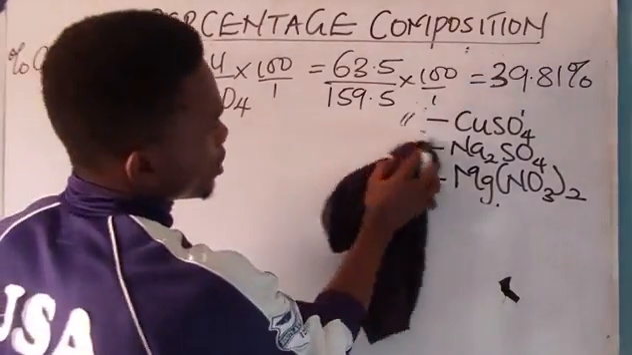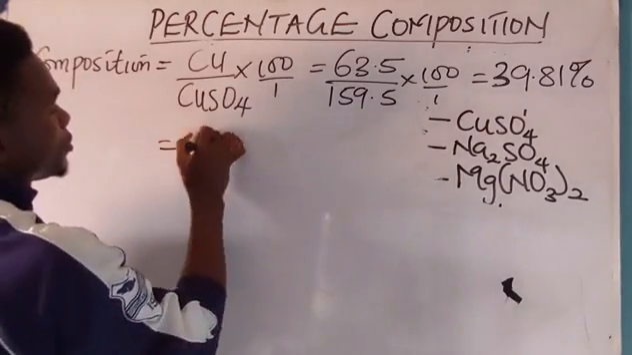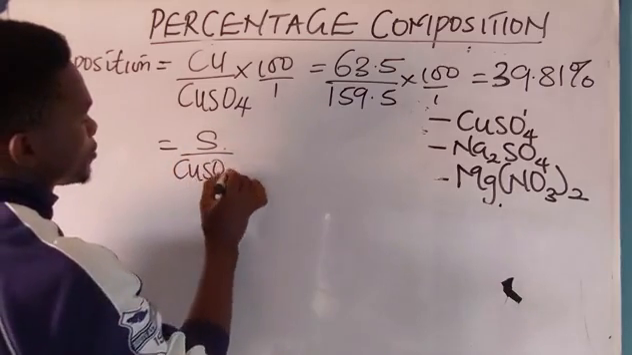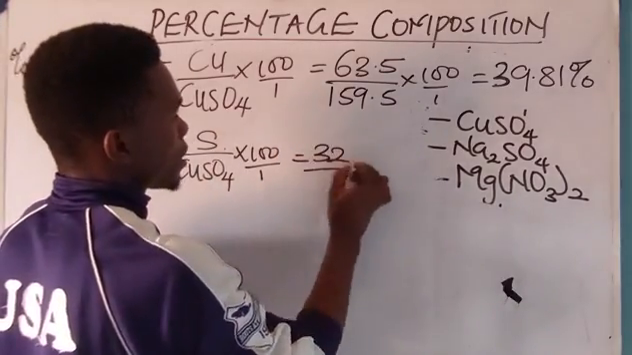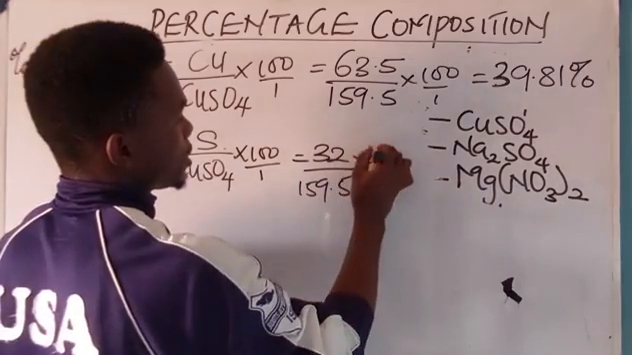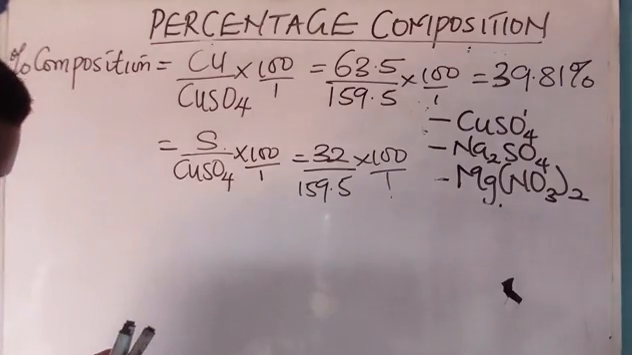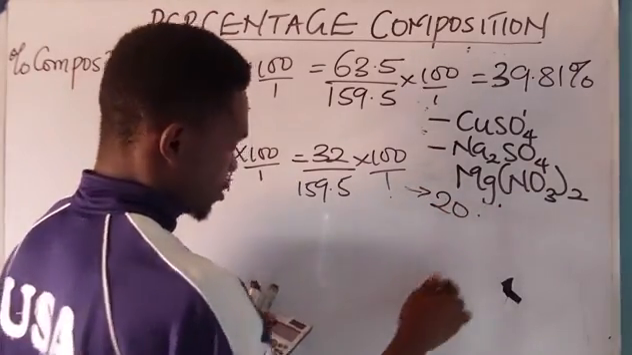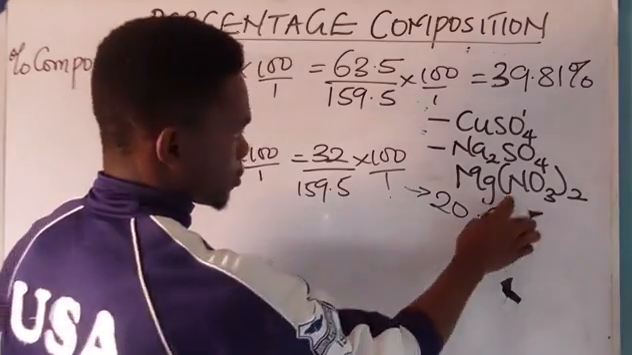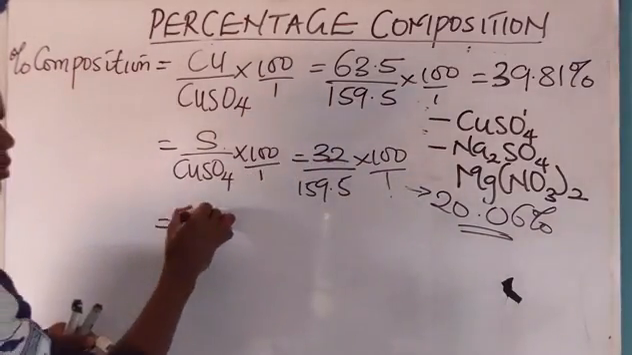So that is for that. Then what is the next one? Sulfur, right? So sulfur is 32. Sulfur over copper sulfate times 100 over 1. So I have 32 over 159.5 times 100 over 1. So 3200 divided by 159.5 equals 20.06%. Then what about oxygen?